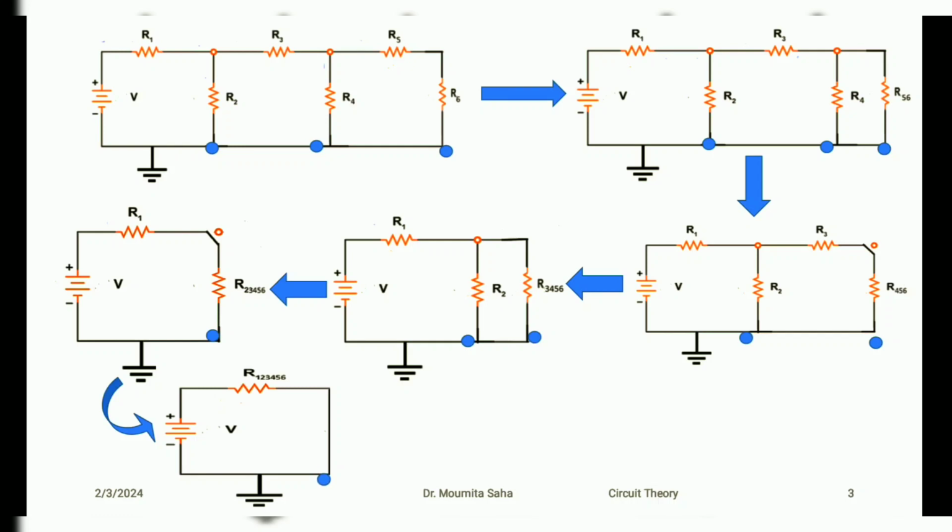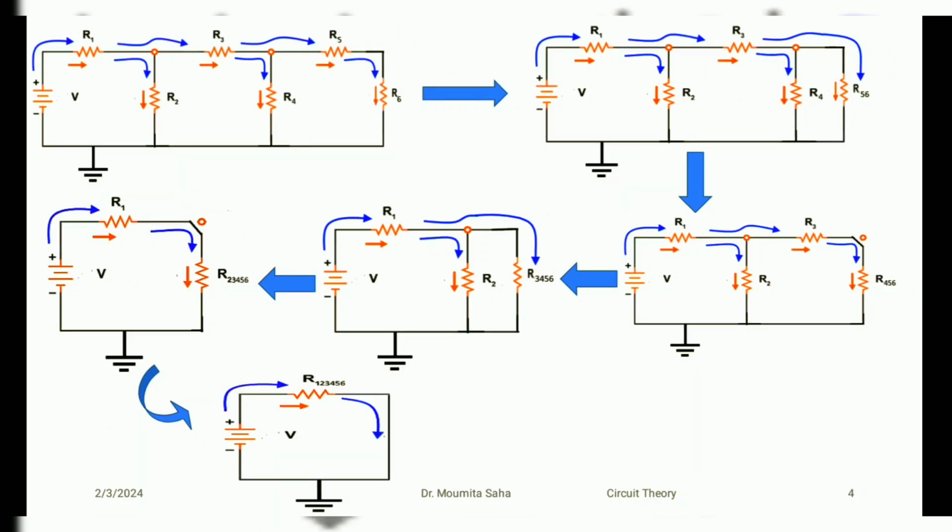And finally we get the most composite resistor, the equivalent of all the resistors, as R1 2 3 4 5 6. So this is the flow path. We will see when to use this kind of concept of finding the equivalent resistor in the next session.